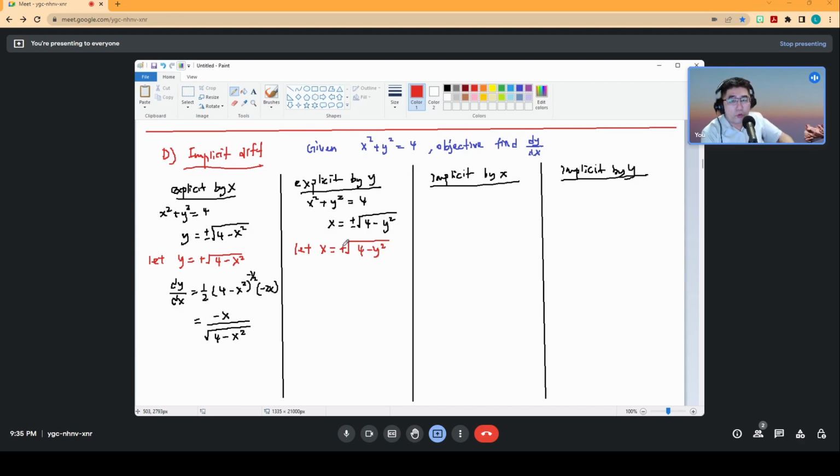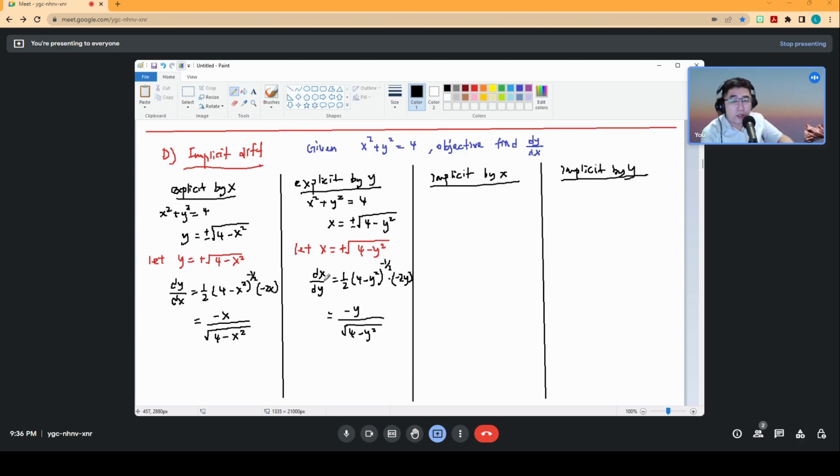Okay, only referring to the positive root. Let's see what we get. So I do dx over dy. Bring down the power, minus by 1, multiply by the derivative of the inside. So if I simplify it, over here, this is a y to y. Okay, if I simplify it, I have a minus y over square root of 4 minus y squared.